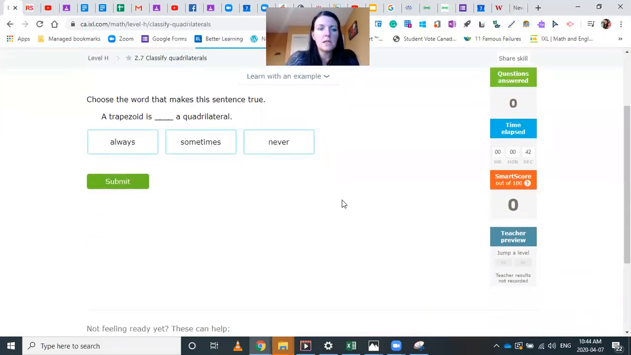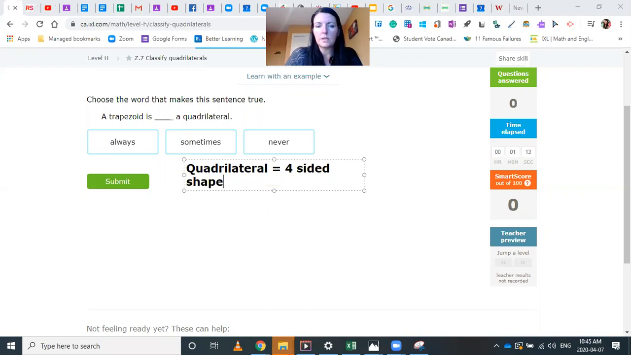Classifying quadrilaterals. So you need to choose the word that makes the sentence true. A trapezoid is always, sometimes, or never a quadrilateral. So let's look at the definitions of the following. A quadrilateral, let's write it down. The definition of a quadrilateral is a four-sided shape. Quad means four. There's your Greek roots or your Latin roots or wherever it comes from. Quad means four.